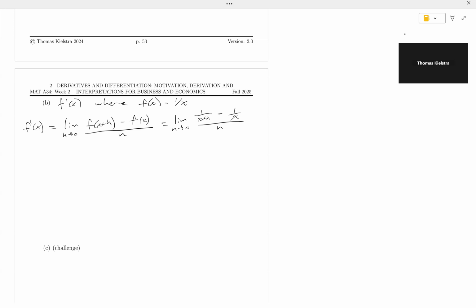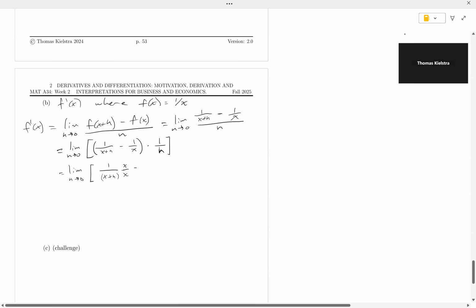Now here, this looks confusing to me, but instead I can write it as the limit as h approaches 0 of, and I'm going to do a trick I did before, 1 over x plus h minus 1 over x, times 1 over h. In fact, this is why I went through these types of questions. It's because we have to rationalize. We have to split this up and then create a single fraction here. Well, this equals the limit as h approaches 0 of 1 over x plus h times x over x, minus 1 over x times x plus h over x plus h, all times 1 over h.